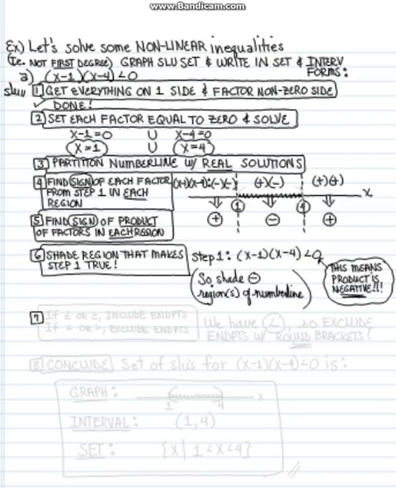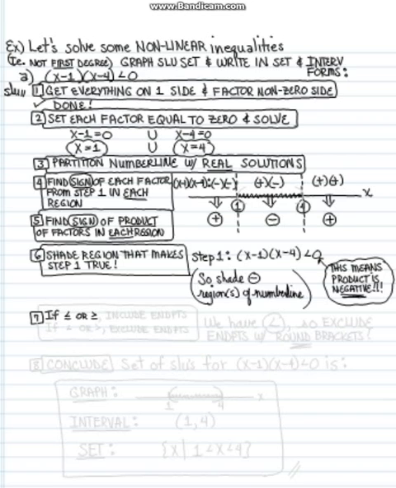Now, step 6 says shade the region that makes the step 1 statement true. Well, step 1 was the original (x minus 1)(x minus 4) is less than 0. To be less than 0 says when you multiply the two factors together, they have to give you a negative result. Well, that only happens for values between 1 and 4 on the sign graph. So we're shading everything between 1 and 4, all the x values between 1 and 4.